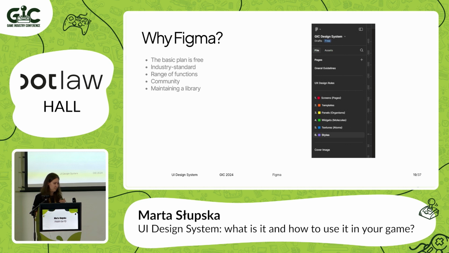Oh, and here on the screen, there are some Figma pages I made to create an example of the design system. We have our general guidelines as the first page, UX design rules as the second one, our atomic design elements, which are screens, templates, panels, widgets, and textures, and the last one is styles. This is an example of how you can arrange it in Figma.